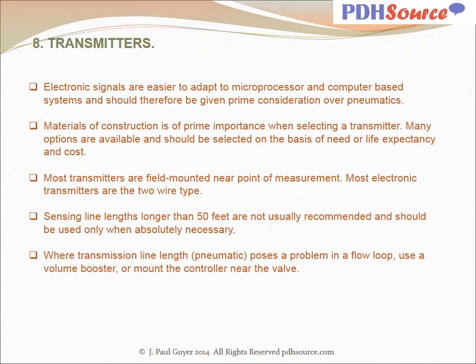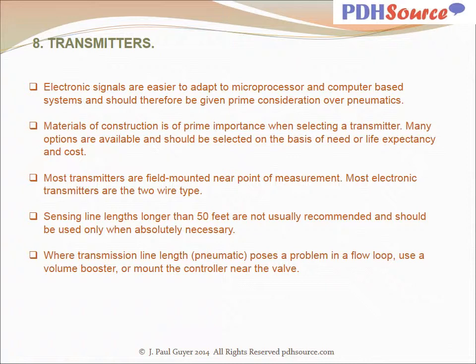Electronic signals for transmitters are easier to adapt to microprocessor and computer-based systems and should therefore be given prime consideration over pneumatics. Materials of construction is of prime importance when selecting a transmitter. Many options are available and should be selected on the basis of need or life expectancy and cost. Most transmitters are field-mounted near point of measurement. Most electronic transmitters are the two-wire type.